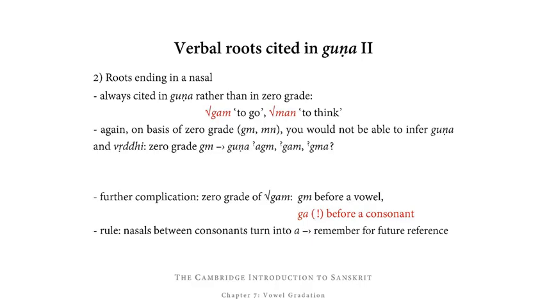So for example, if you have gm and a consonant follows, then this m stands between two consonants, namely between g and whatever follows. And whenever that is the case, whenever a nasal stands between two consonants, it appears as a. Right now, this rule sounds very abstract. So what you need to do right now is just remember it for future reference, because as soon as next chapter, it is going to be applied repeatedly, and then it will make more sense.